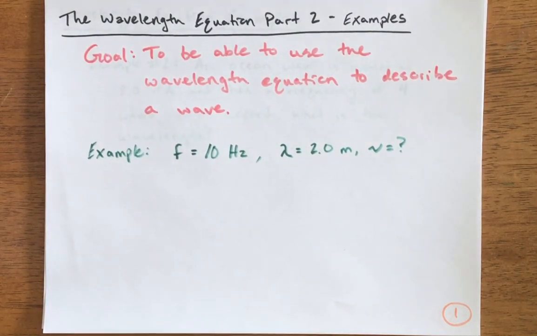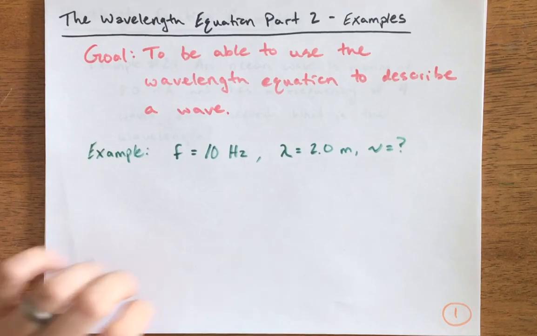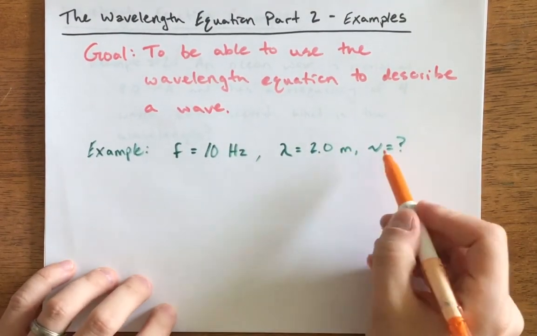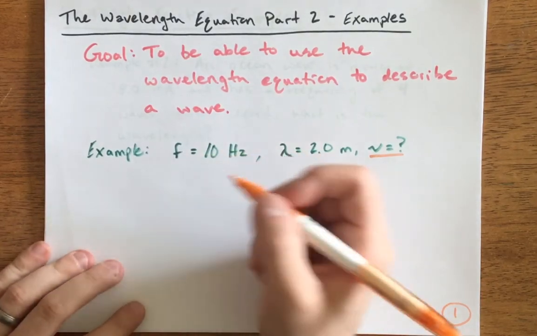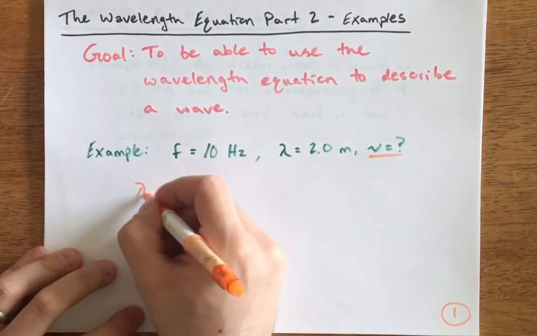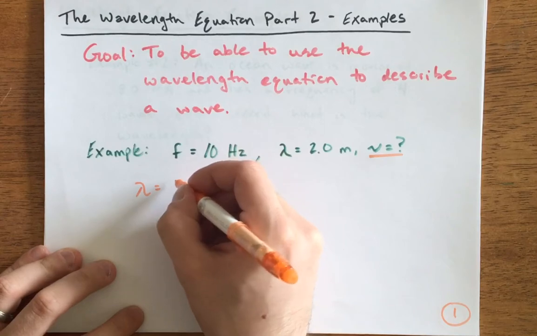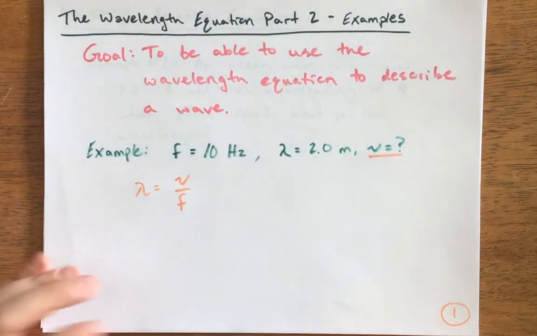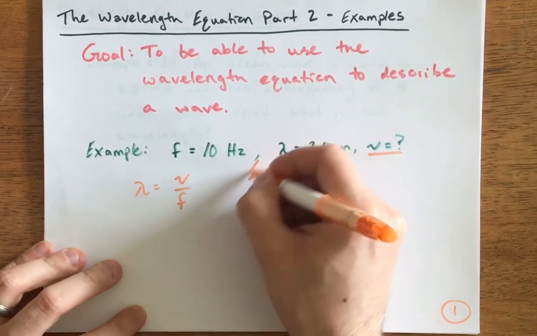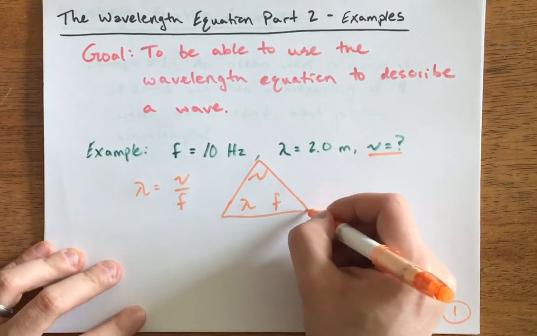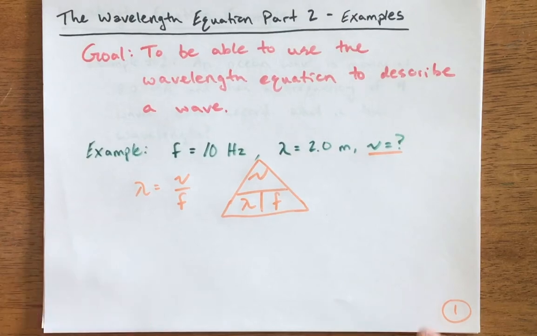So the very first example, no background, just some numbers. We know the frequency, the wavelength, and we're looking for the velocity. First thing we want to do is look at the equation. So we could use the wavelength equals velocity divided by frequency equation, or we can take a look at the triangle.